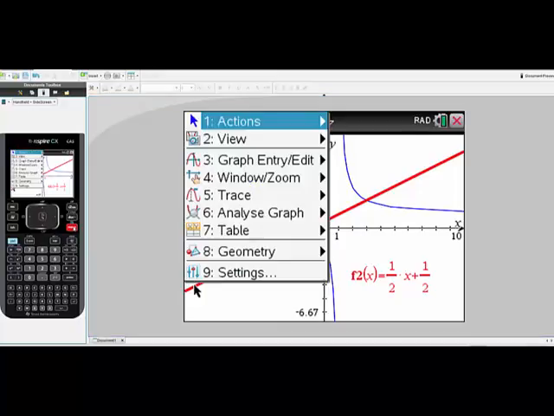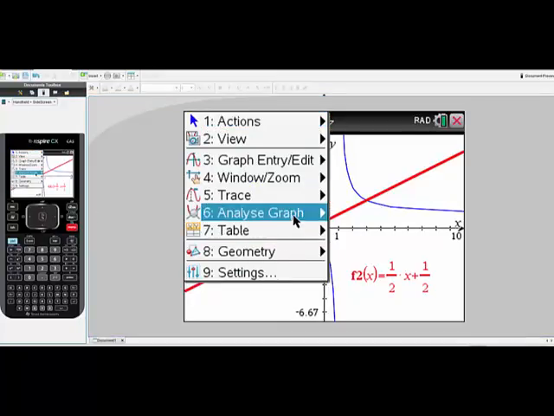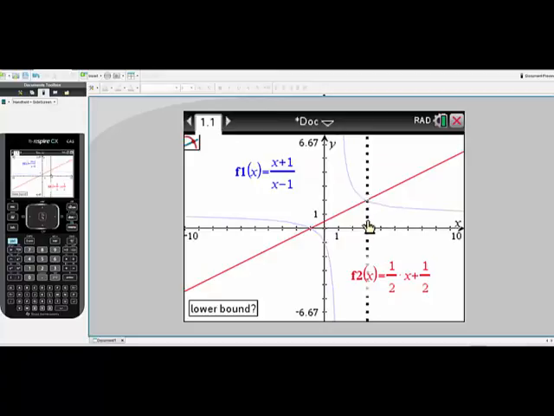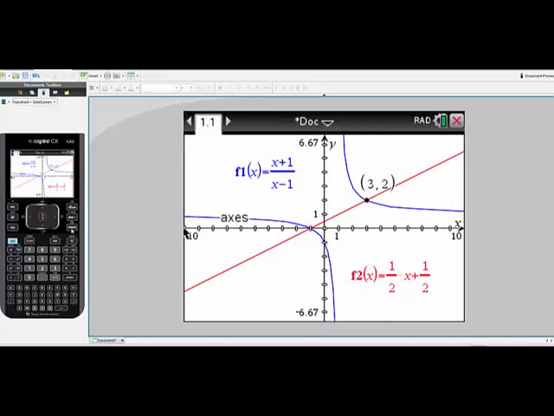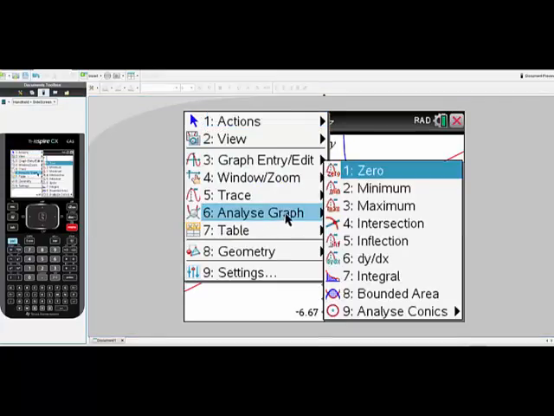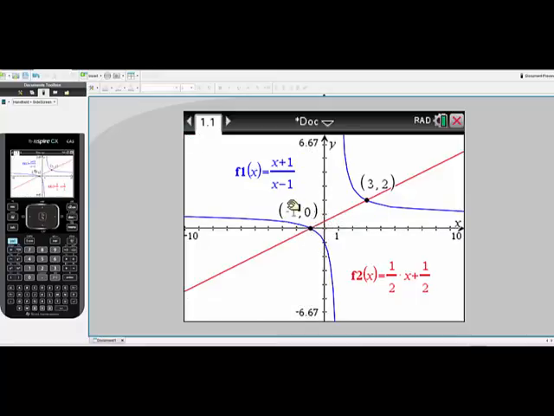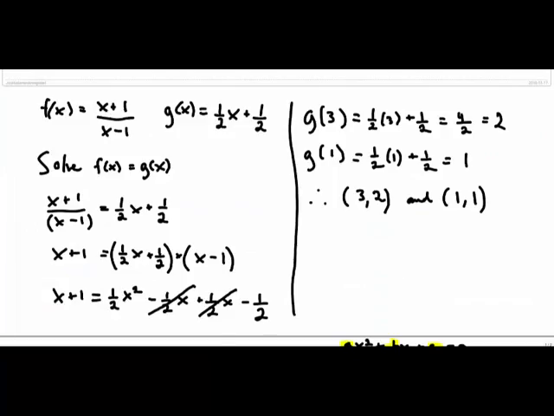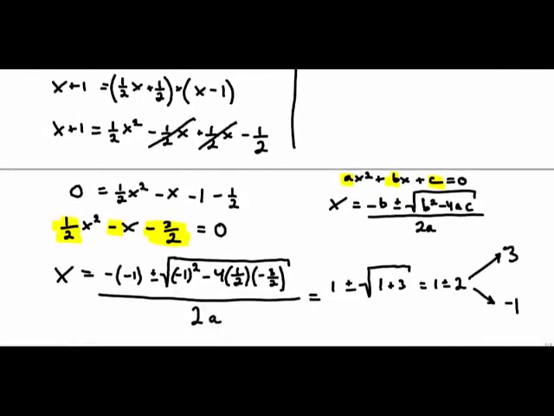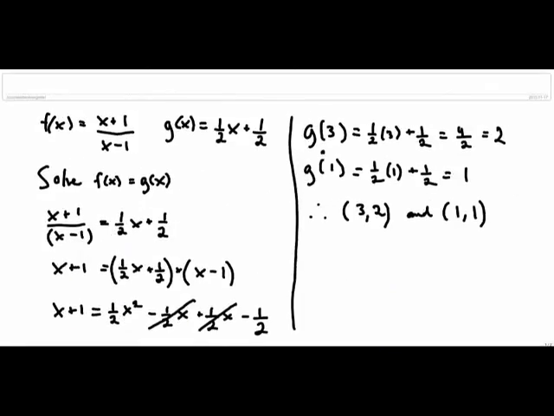The points of intersection is quite easy to see, but let's analyze the graph. Intersection, go a little bit to the left, a little bit to the right, 3, 2. We got that one right. And then analyze graph, intersection, and this should be minus 1, 0. So what is wrong? First of all, we got 3 minus 1. Did I use the right coordinates? Let's have a look. The x values were 3 and minus 1, and I used 1. That's why it's incorrect.